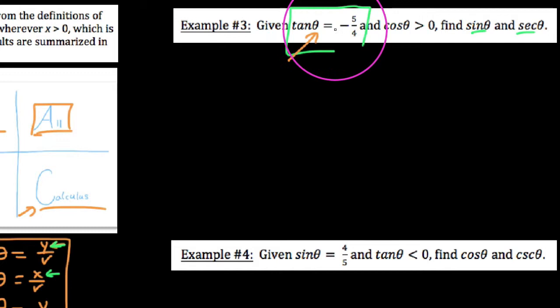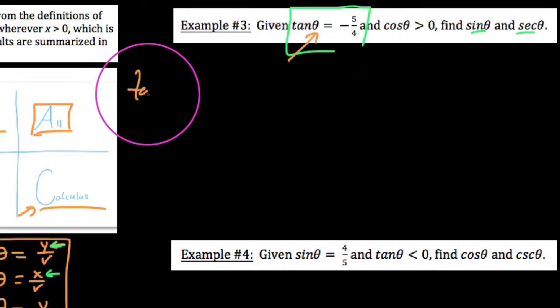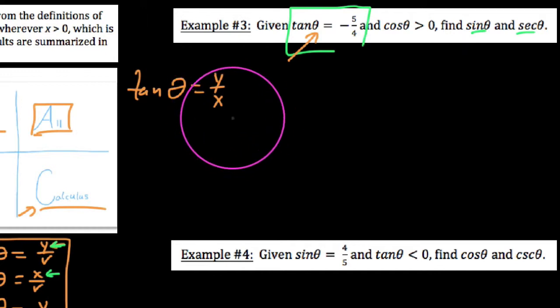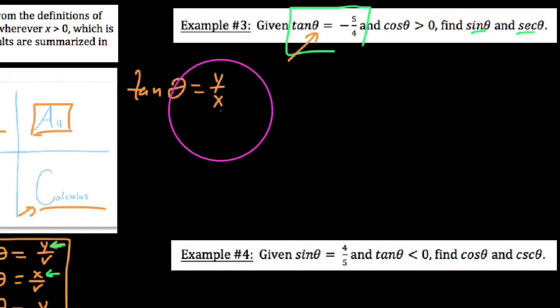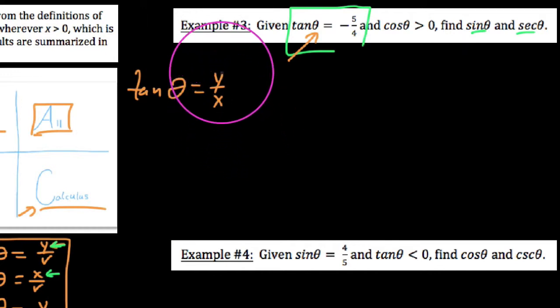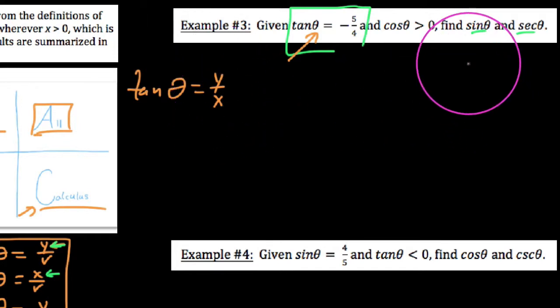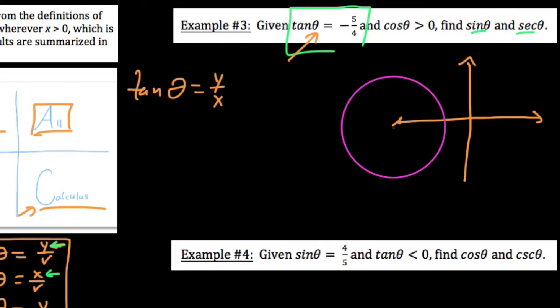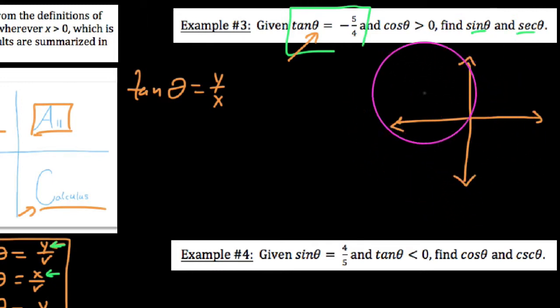We're going to start by saying, well, if tangent is negative 5/4, recall first of all that tangent is y over x. So tangent is negative. Either y is positive and x is negative, or y is negative and x is positive. So as far as where this angle lies, we still don't know where it's at. I just know that x and y values have to have opposite signs. So we're either in quadrant 2 or quadrant 4. How can we narrow this down?